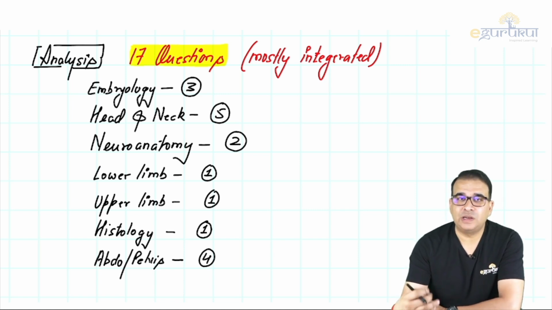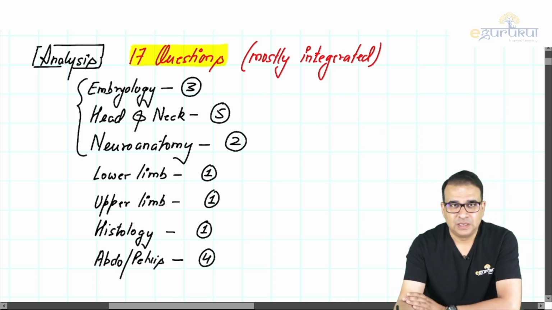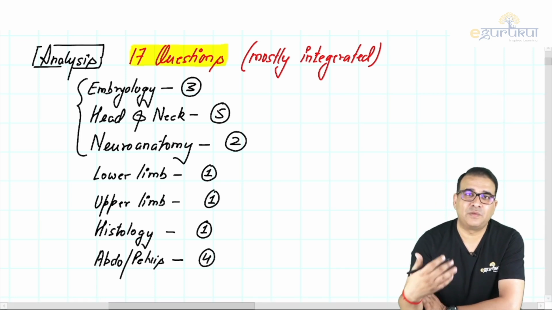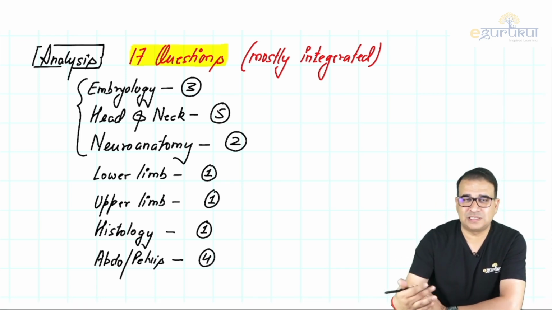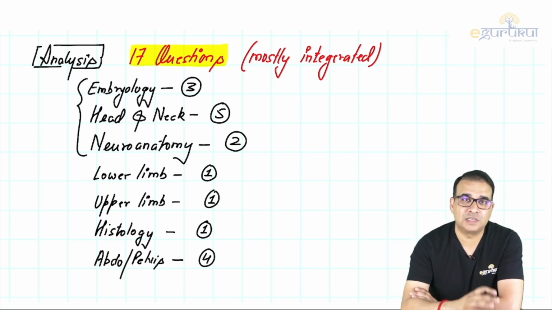As I always say in my regular class also, head and neck, neuro and embryology generally comprise 50% of the paper itself. That's why, as the people who attended my class know, I start with head, neck, face, then neuroanatomy, then embryology. That's the sequence I follow, and I always say that these first 2-3 days are the most important because maximum questions will be asked from this area.